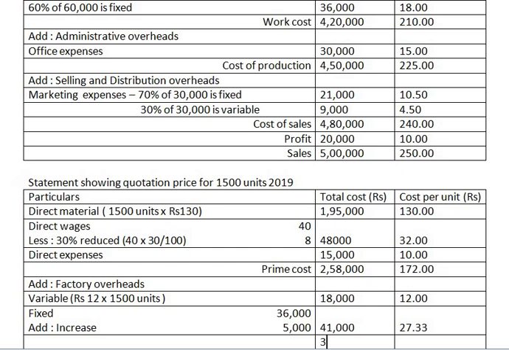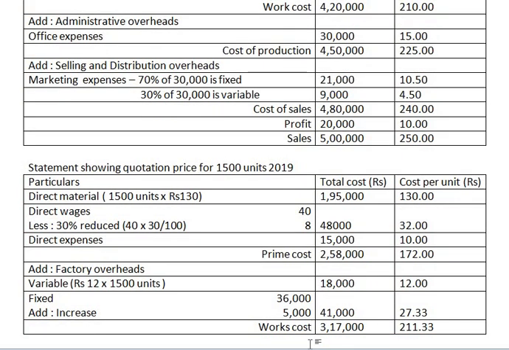This is 3,17,000, and this is 211.33. Now what is this called? This is called works cost.